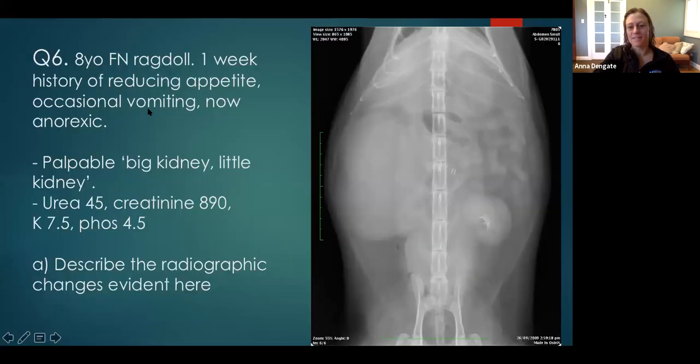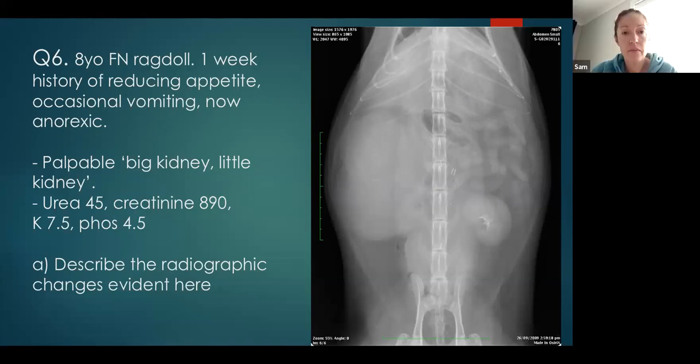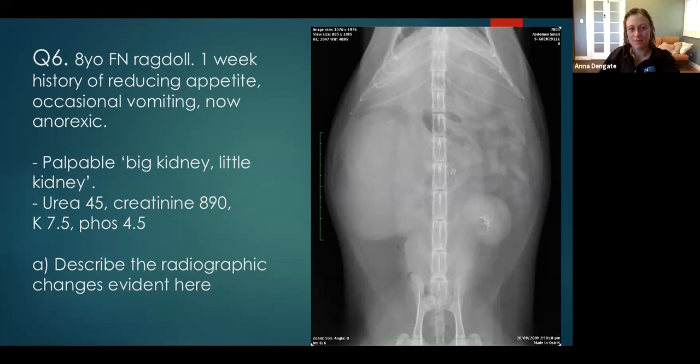Let's go. Starting with question 6. Question 6, we have an 8-year-old female neutered ragdoll. She has a 1-week history of reducing appetite, intermittent vomiting, and is now anorexic. On physical examination, she has a palpable big kidney on the right and a little kidney on the left. She has pain on palpation over the right kidney.